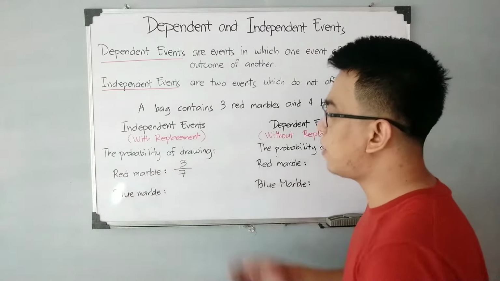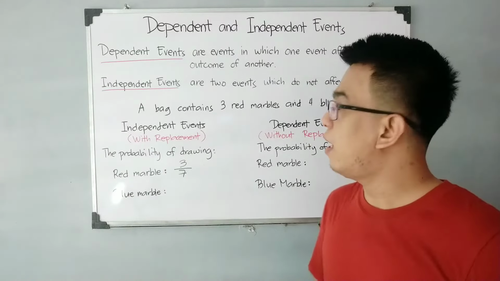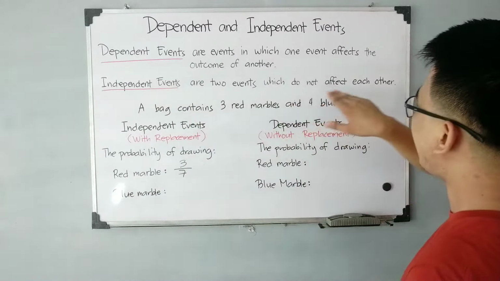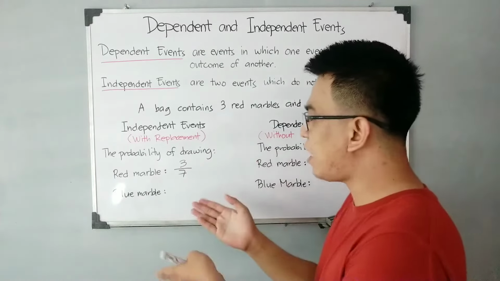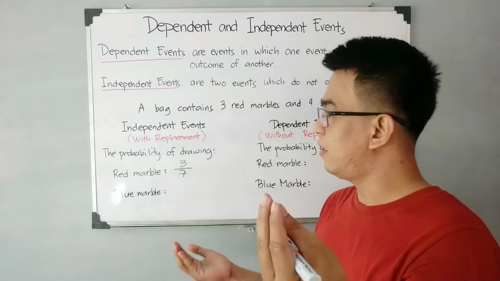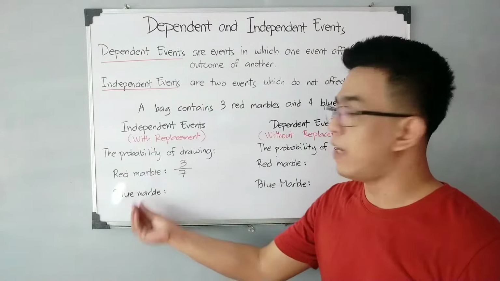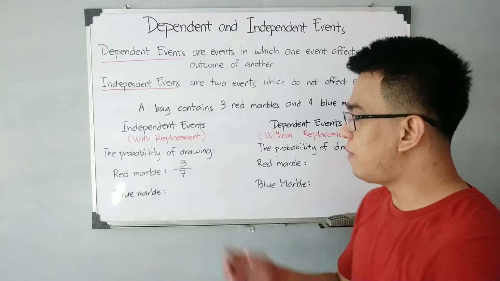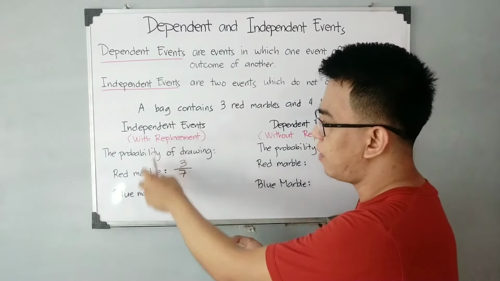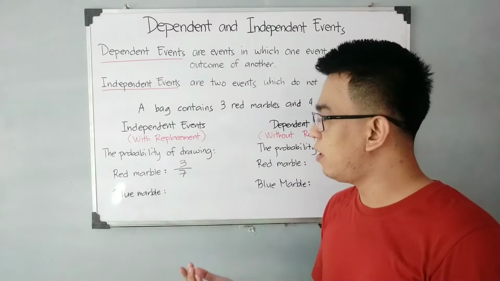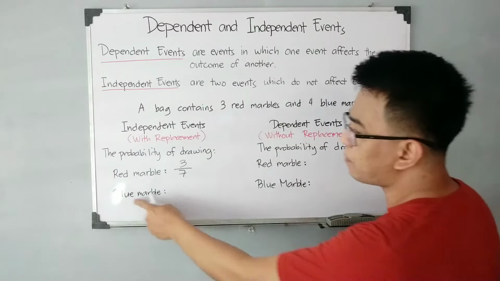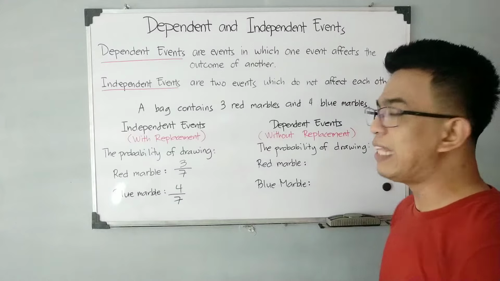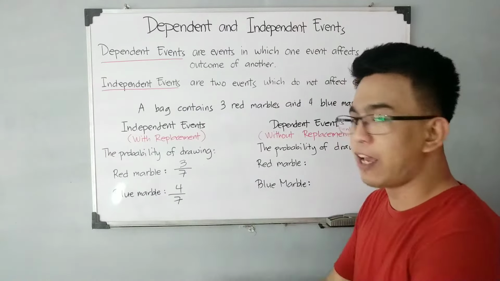Okay? Sir, how about drawing a blue marble? It says here, with replacement. And it says here, independent events are two events which do not affect each other. Once we have gotten the probability, or when we have drawn a red marble, it will not affect the blue marble, because that is under independent events, or with replacement. So with replacement, after drawing a red marble, you return it now. So when I ask now, what is the probability of a blue marble? That is simply 4 over 7, because it will not affect the second event that we have.